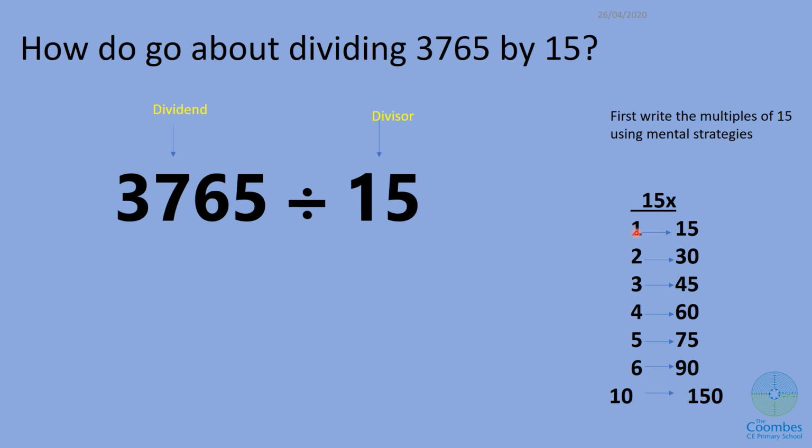I know 15 times 1 is 15. 15 times 2 is 30. If I add up these two, I'll get my 15 times 3. Knowing these can help me, because I know that if I double 2, I'll get 4. So if I double 30, I'll get 60. That's 15 times 4. If I double 3, I'll get 6. So double 45 will give me 90.